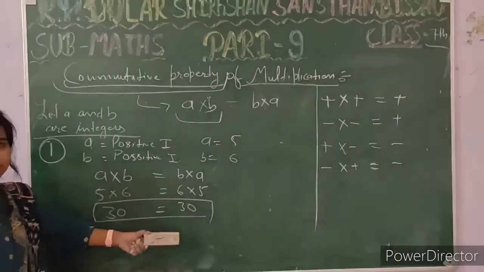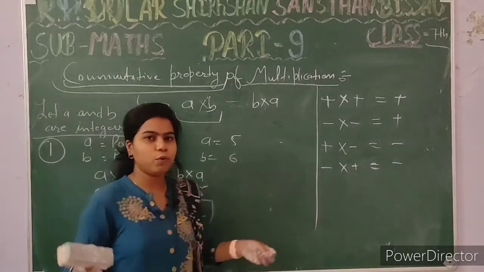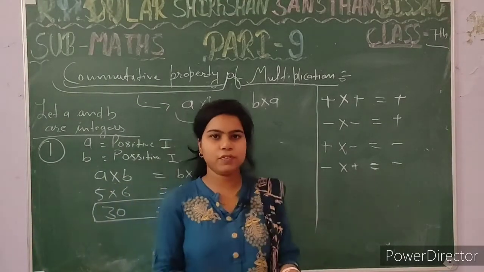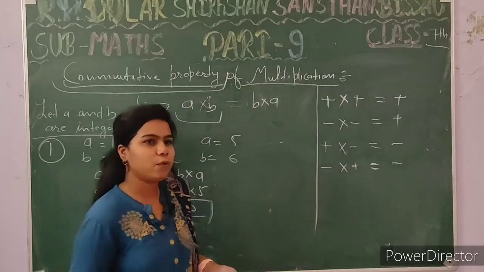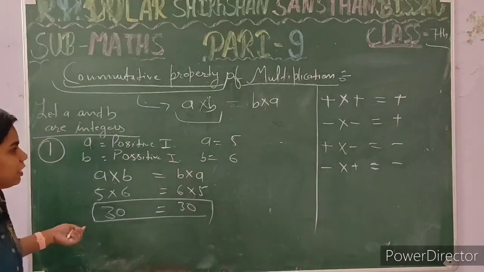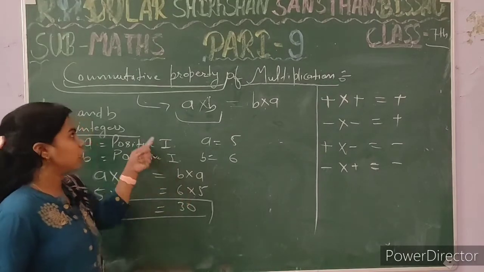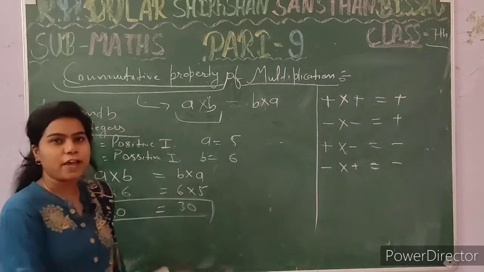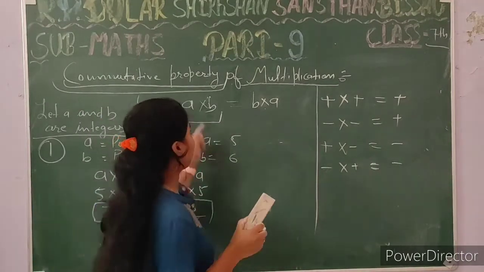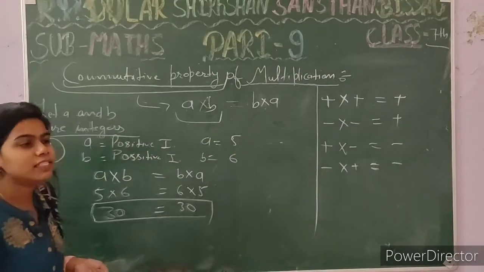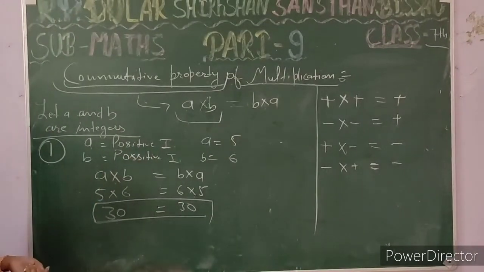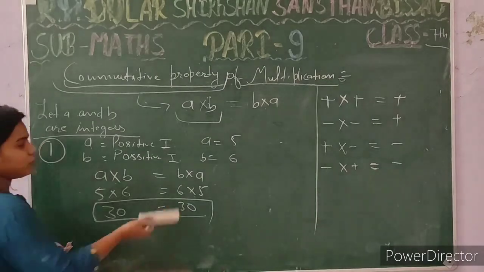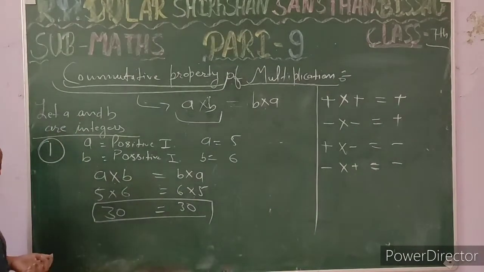30 is equal to 30. It means if both integers are positive integers, then we multiply these digits and the commutative property of multiplication will be satisfied. We can easily prove that. Okay students, so this is the correct way of explaining this.